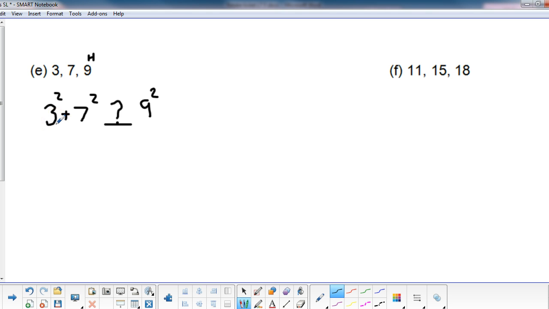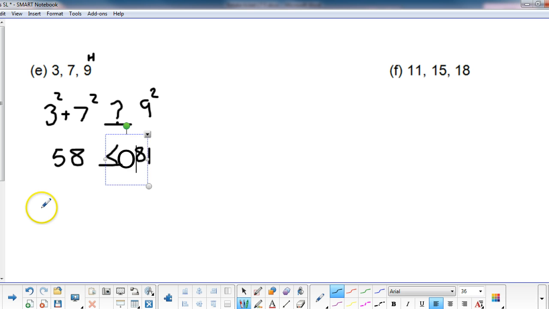3 squared is 9, 7 squared is 49, and so when we add those two things together, right on our calculator, we get 58. And I'll put that blank there, and 9 squared is 81. Obviously, 81 and 58 are not anywhere near equal. 81 is larger, so the obtuse angle is created because the hypotenuse is bigger. Okay, because the hypotenuse is bigger, this triangle is obtuse.